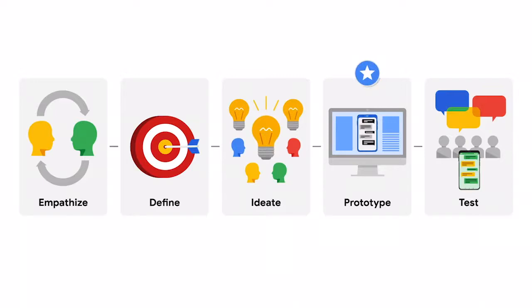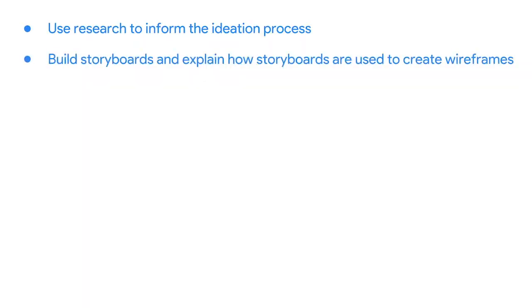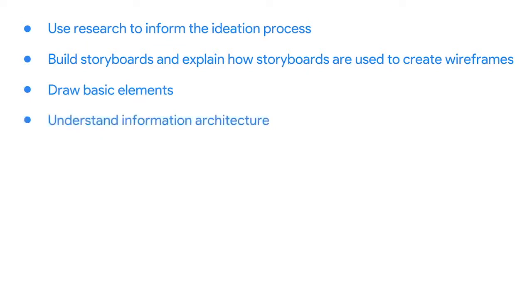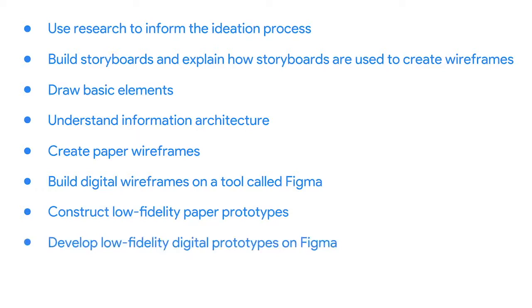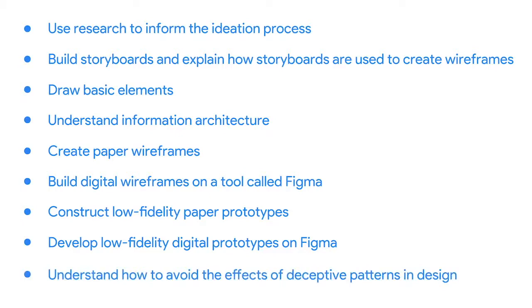More specifically, by the end of this course, you'll be able to use research to inform the ideation process, build storyboards and explain how storyboards are used to create wireframes, draw basic elements like shapes and lines, understand information architecture, create paper wireframes, build digital wireframes on a tool called Figma, construct low-fidelity paper prototypes, develop low-fidelity digital prototypes on Figma, and understand how to avoid the effects of deceptive patterns in designs. Keep in mind that throughout this course, you'll continue to build on a project for your portfolio.